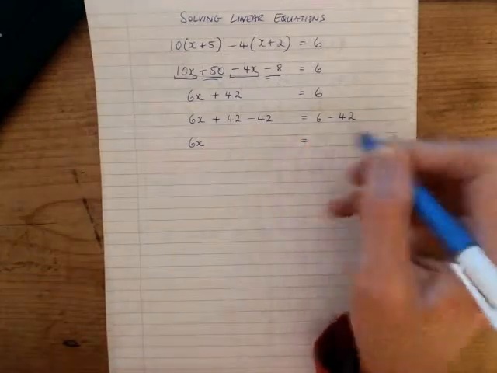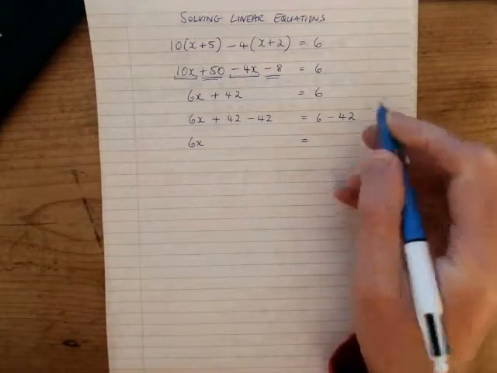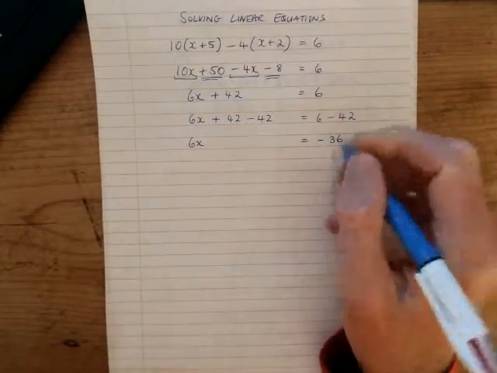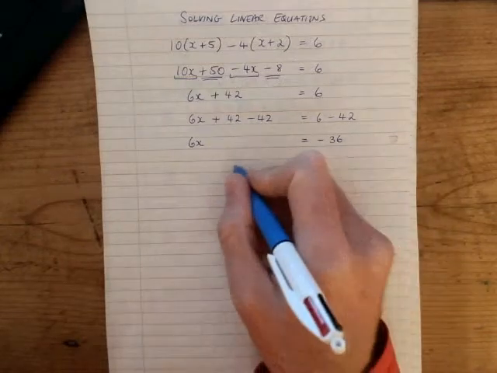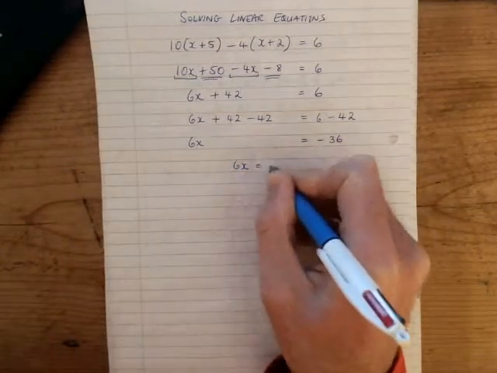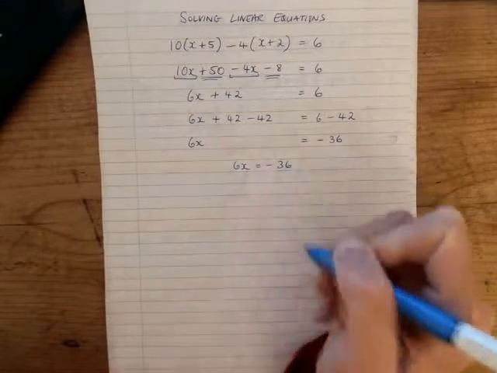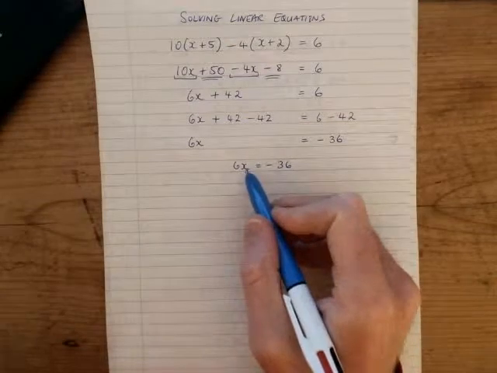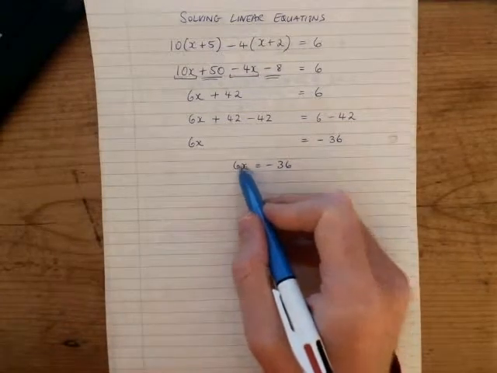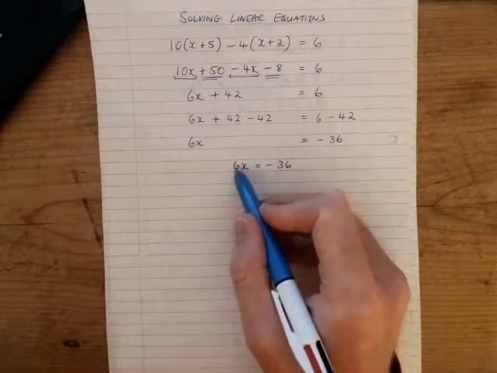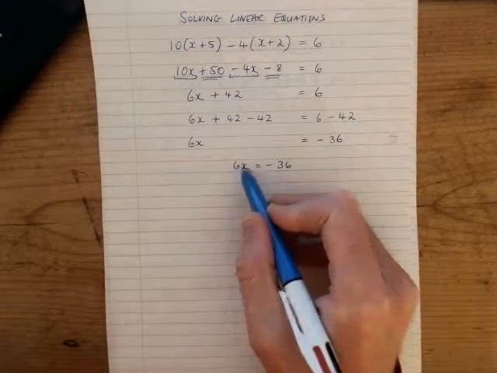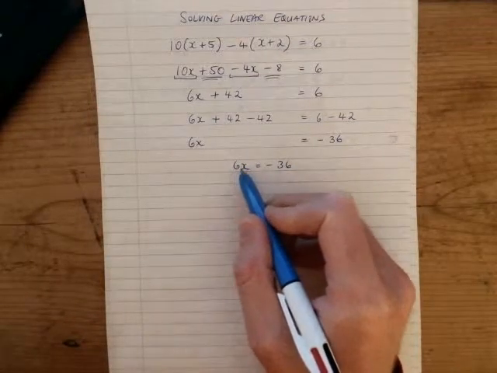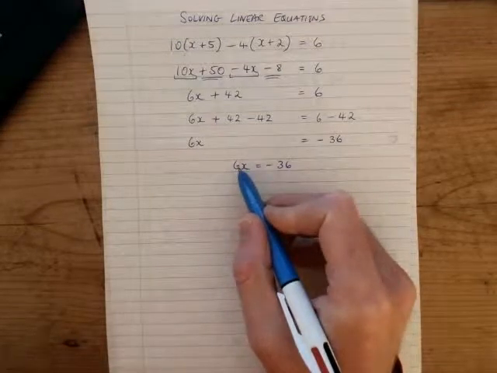So we have 6x on the left, and we have 6 minus 42 on the right hand side, which is minus 36. So we have 6x = -36. Again, I'm trying to get x by itself because I want to find out what it is on its own. Unfortunately, right now we have a 6 stuck to it. How is the 6 attached to the x? The 6 is attached by multiplication. 6 multiplied by x. That's what 6x means.